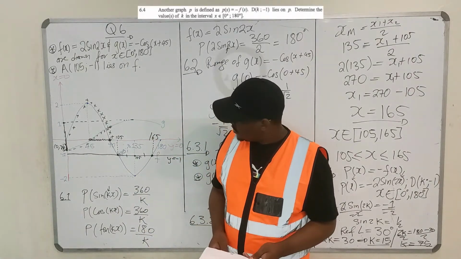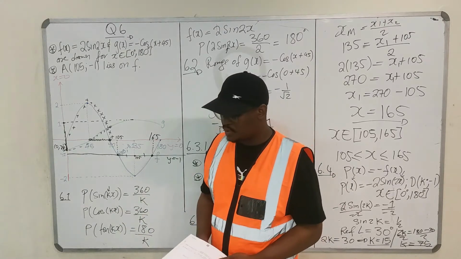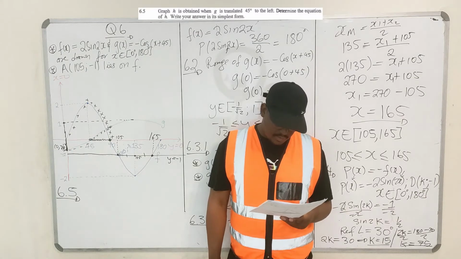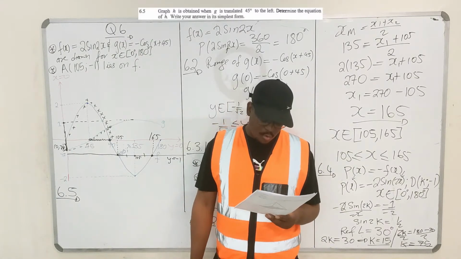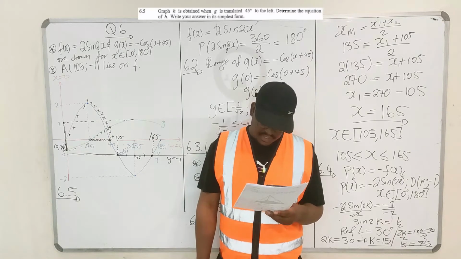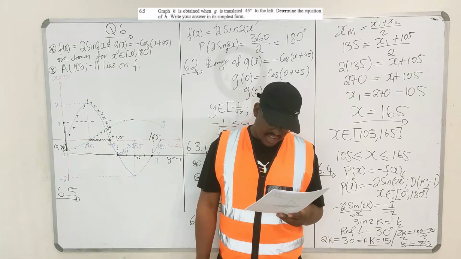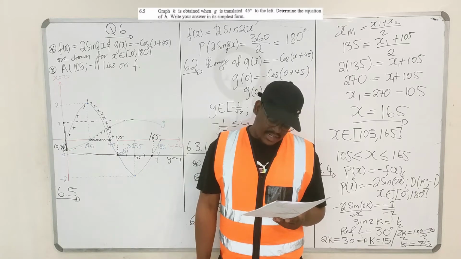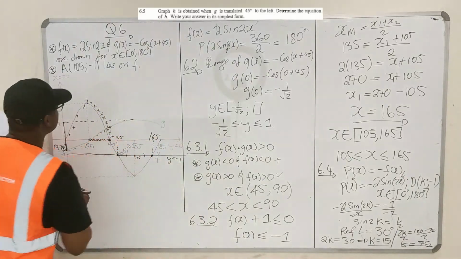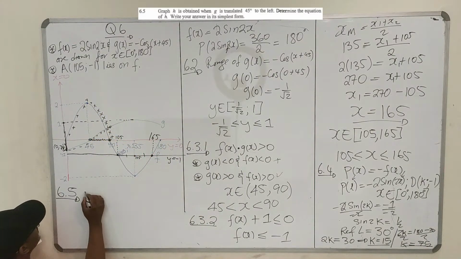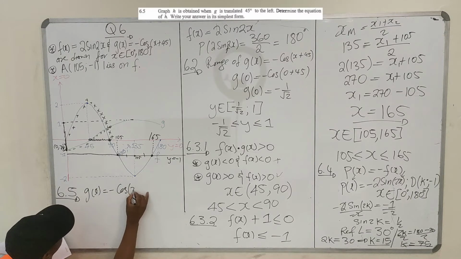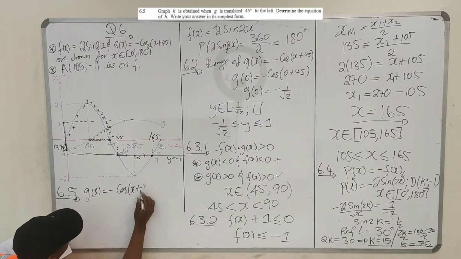We have one more question. So I'm going to clean this part and then we'll do that one more question. So now we're doing the last question, 6.5. It says graph H is obtained when G is translated 45 degrees to the left. Determine the equation of H and write your answer in the simplest form. So they're saying G of x, which is equal to negative cos of x plus 45, right?